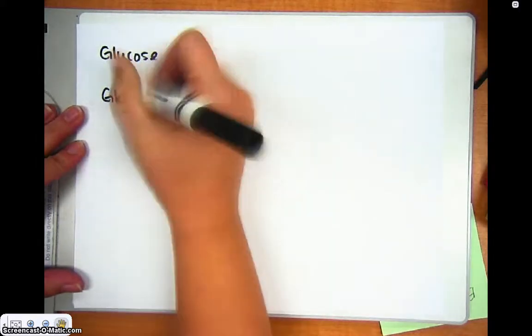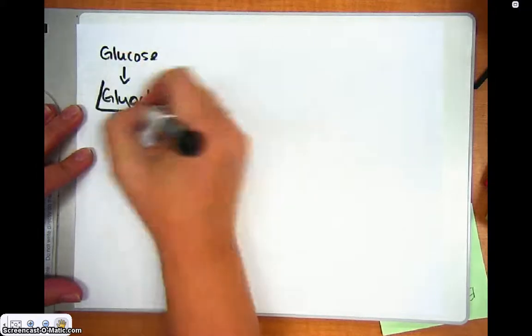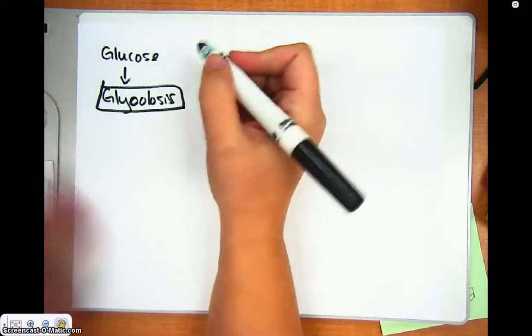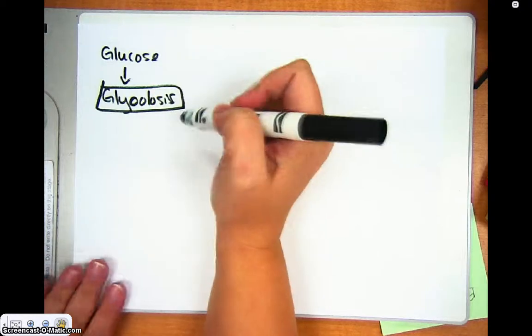And, sorry, I spelled it wrong. Glycolysis. Oh gosh, that's spelled horribly wrong. Oh, that's not too bad. So it undergoes a process called glycolysis.